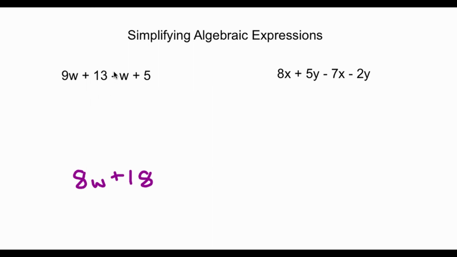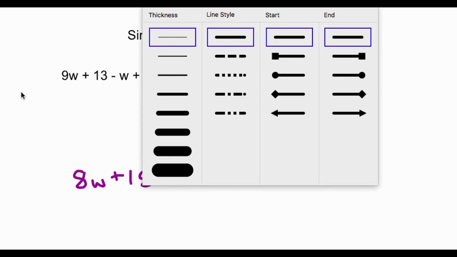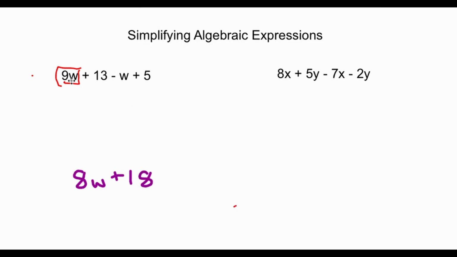Instead of changing this to addition and putting the negative next to w, what I'm going to do is look at this expression as separate terms. All right, so the 9w here, it's clearly going to be just regular 9w. Now the 13, again, it's 13.